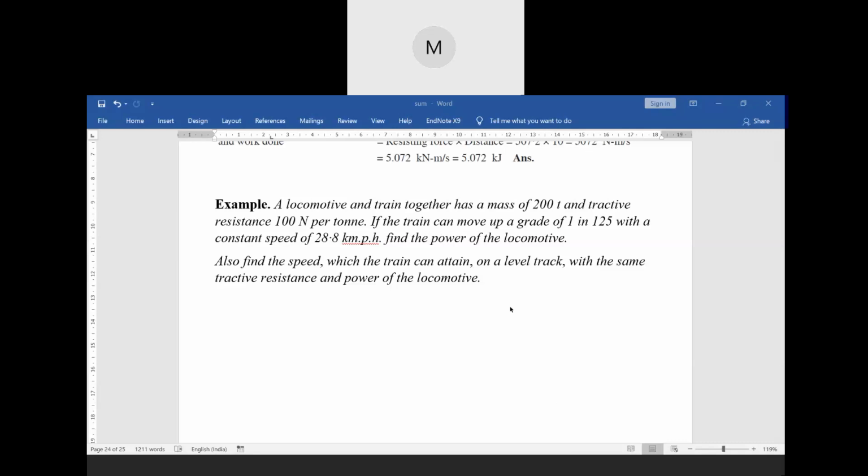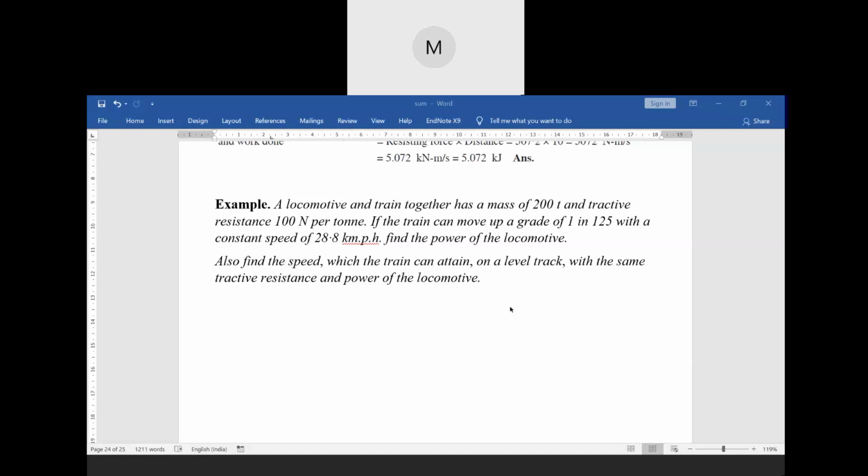First of all, you write the given. In the given part, it is given that the mass of the body, that is locomotive and the train together, will be considered as a whole body. So the mass is 200 tons. Tractive resistance is 100 Newton per ton.